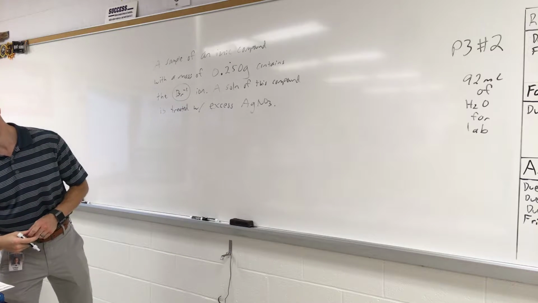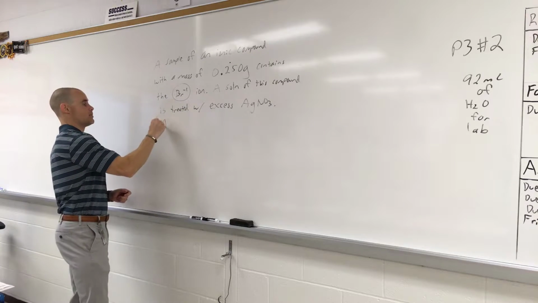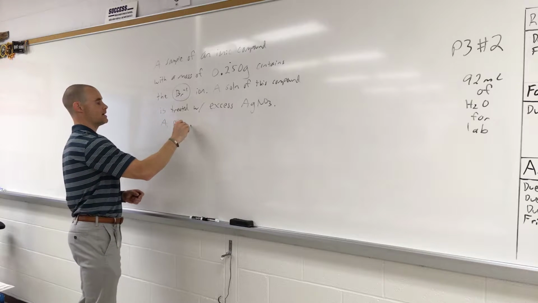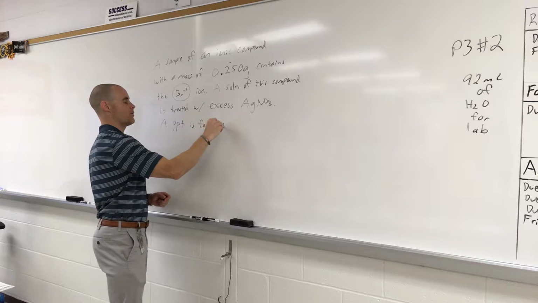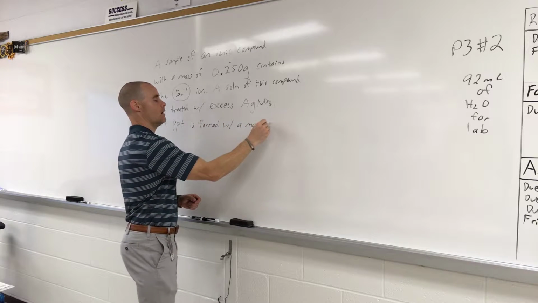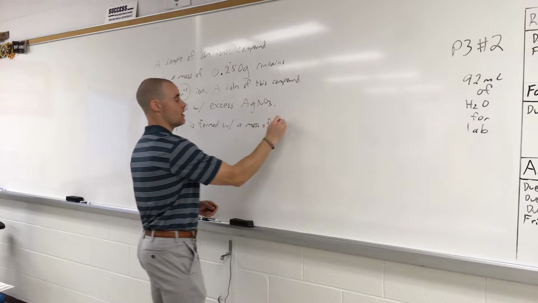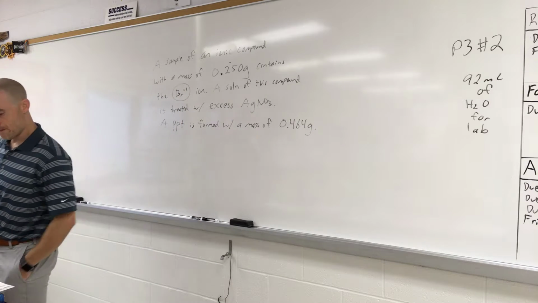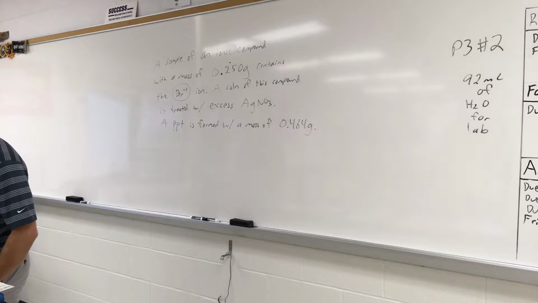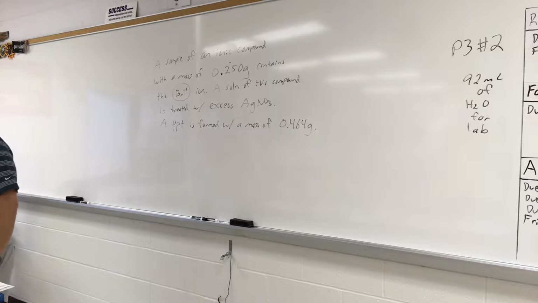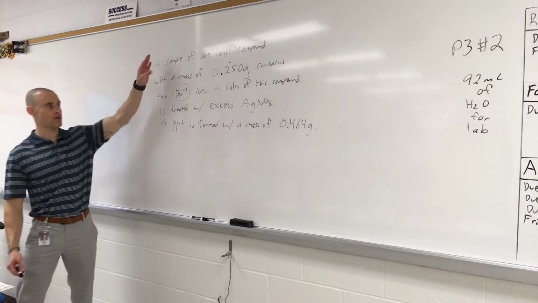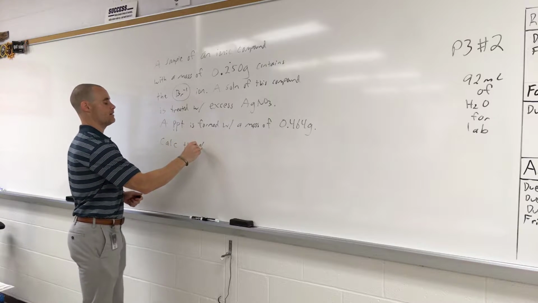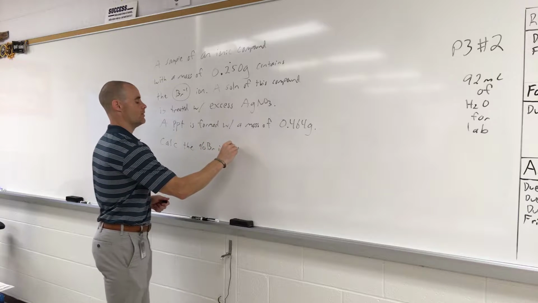Okay, so now it says a precipitate, I'm just going to abbreviate PPT, is formed with a mass of 0.464 grams. The question here is what percent of the original sample is Br? So calculate the percent Br in the original sample.